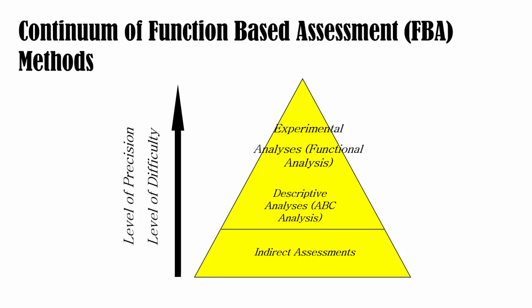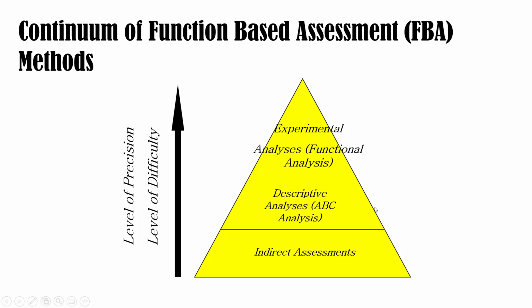After you observe the behavior and look for patterns within your antecedents and your consequences, you can probably hypothesize a function of the behavior. But it is more difficult than indirect because it's more time consuming. You have to find a time to go in and observe the behavior. Now, if the hypotheses from your indirect assessments and descriptive analyses are consistent and you're pretty confident that you have identified the function, then you might be able to move on to the intervention phase.